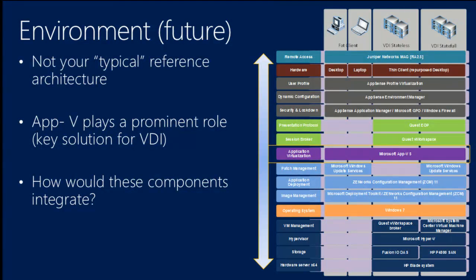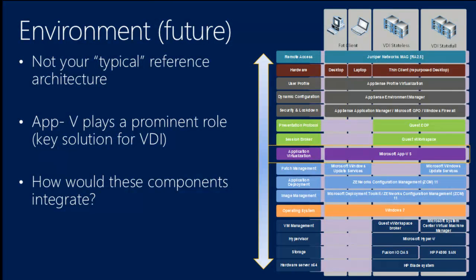We have Hyper-V as a hypervisor at the bottom. We have Fusion I/O direct attached storage for the VDIs. So far, so good. We have Windows 7. We have ZenWorks, it was an existing ZenWorks shop. We have AppV5. We have Quest as a broker and a VDI solution. And we have AppSense for personalization of the user environment.